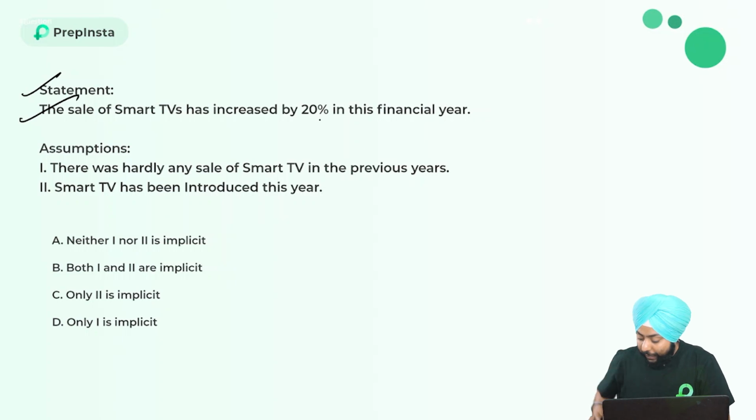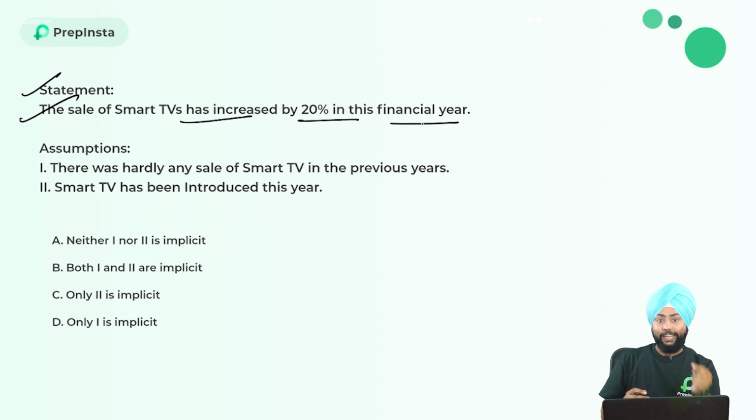The sale of smart TV has increased by 20% in the financial year. I told you, whenever you are doing statement and conclusion, only look at the statement. Don't assume assumptions on your own. Whatever data is given in the statement, according to that you have to come to the conclusion or assumption. And they have given 2 assumptions already: first, there was hardly any sale of smart TV in the previous year; second, smart TV has been introduced this year.